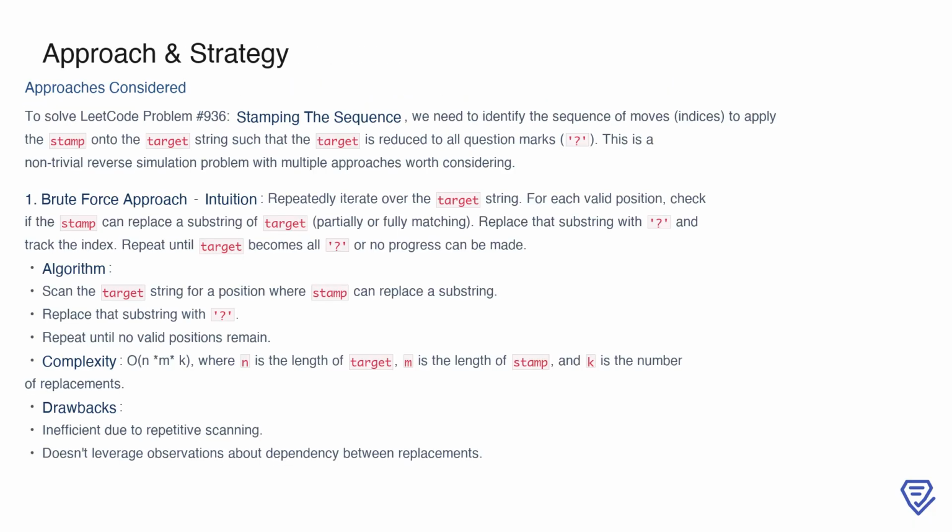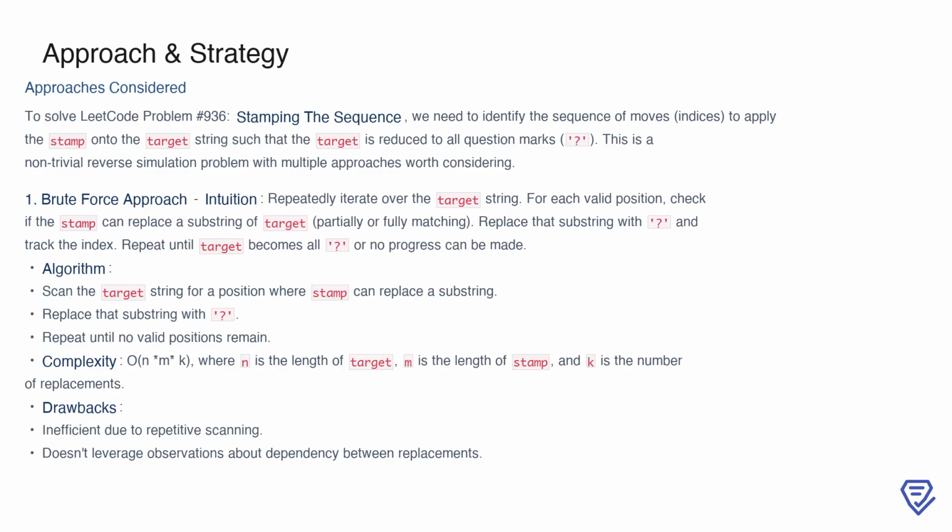To solve the problem of stamping the sequence, our goal is to identify the sequence of indices where we can apply the stamp to transform the target string completely into question marks. This is a reverse simulation problem that requires careful consideration of dependencies between replacements. One straightforward approach is the brute force method.